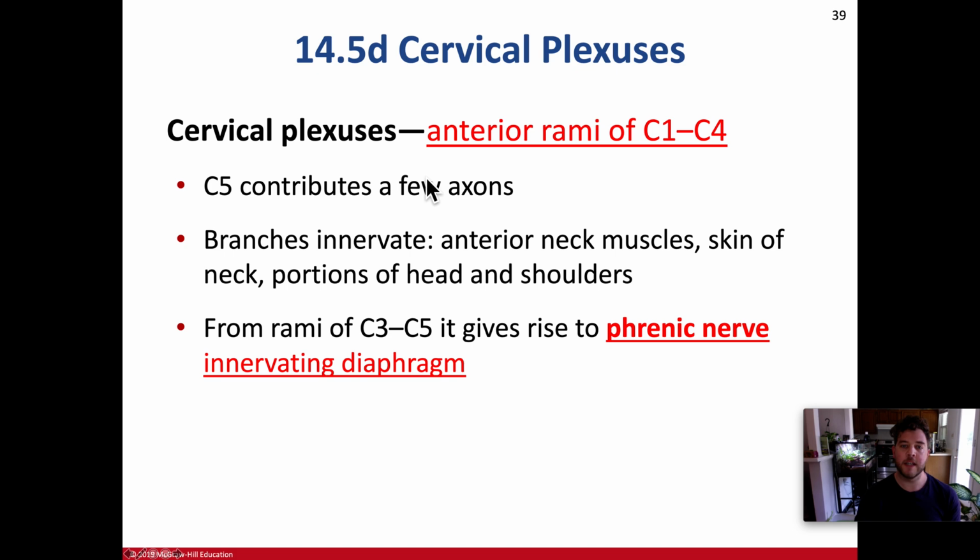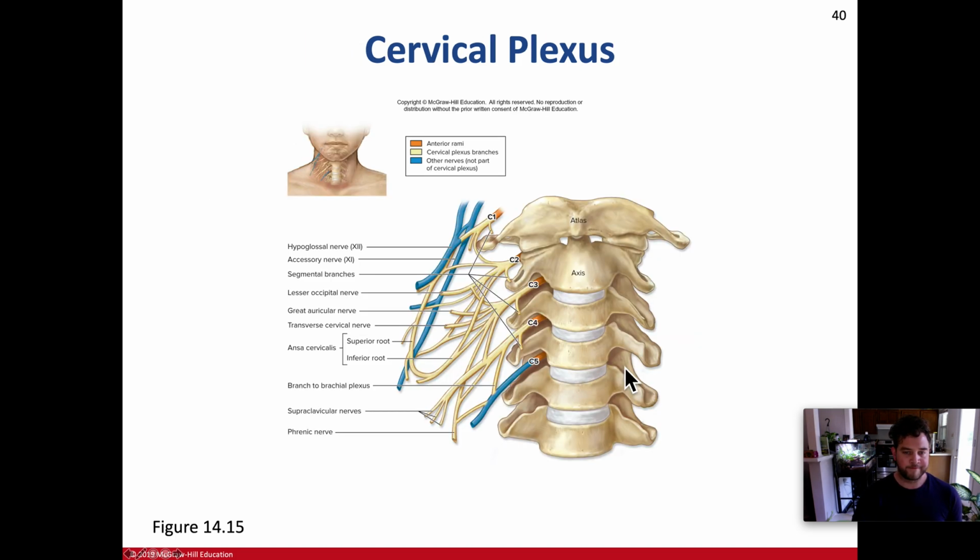These cervical plexuses, they are the anterior rami of C1 through C4, so not C5, but C1 to C4. C5 contributes a few axons, but it's not really included in this. The branches innervate the anterior neck muscles, skin of the neck, portions of the head and shoulders. So your cervical plexus is innervating the upper portions of your body. Nothing wild. From the rami of C3 to C5, it gives rise to the phrenic nerve, innervating the diaphragm. That's a very important nerve. It runs down the side of the chest, and it helps to contract our diaphragm so that we can breathe. Okay, there is your cervical plexus.